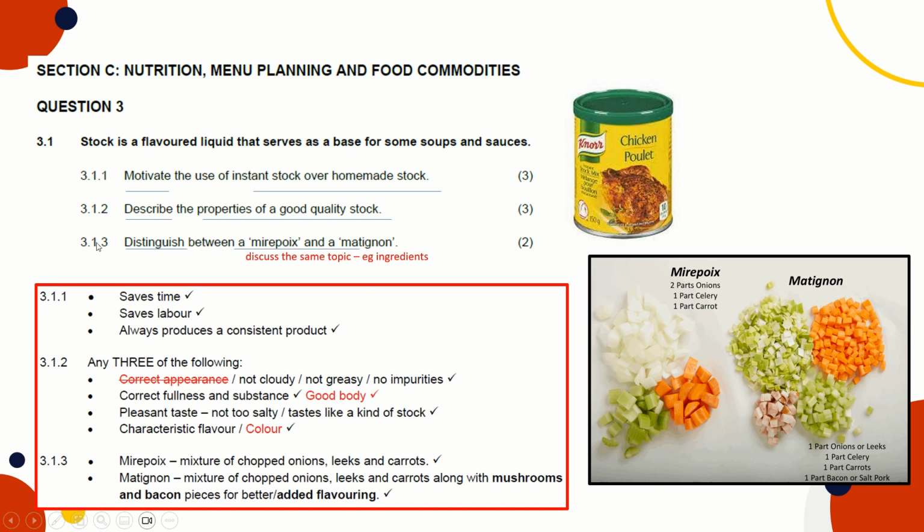3.1.3, here you need to distinguish between a mirepoix and a matignon. Now discuss the same topic as I've already told you. In the case of both these words, you can make use of the difference between them when it comes to the ingredients. Now a mirepoix is a mixture of chopped onions, leeks and carrots, while a matignon is a mixture of chopped onions, leeks and carrots, and mushrooms and bacon pieces can be added for flavor.